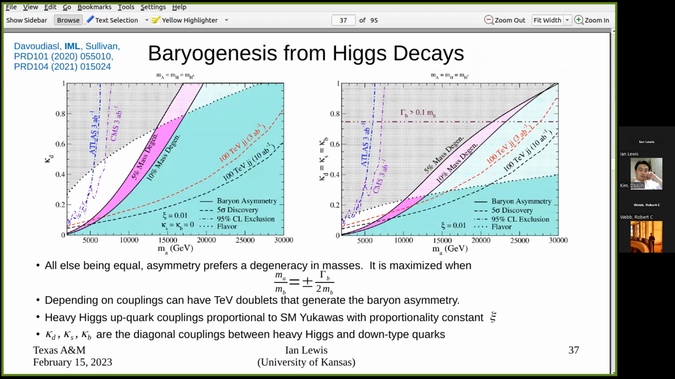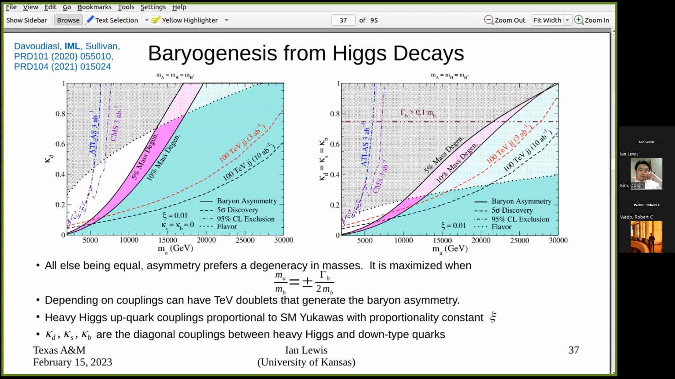So baryogenesis, these are complicated plots. On the left-hand side, this is one of those kappas, the diagonal coupling of these heavy guys to the down-type quarks. This is the mass of the heavy scalar singlets. This parameter multiplying the Higgs Yukawa is about 0.01. On the right-hand side, the other diagonal elements I set to 0. The right-hand side is just different assumptions of couplings. So assuming all the diagonal pieces are the same, again, the same suppression.